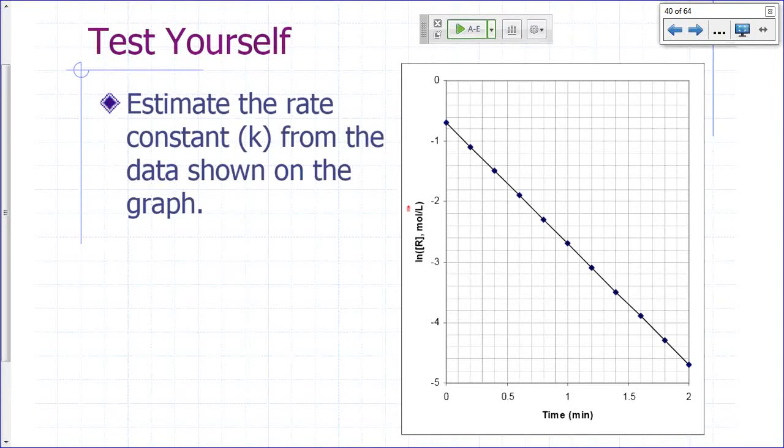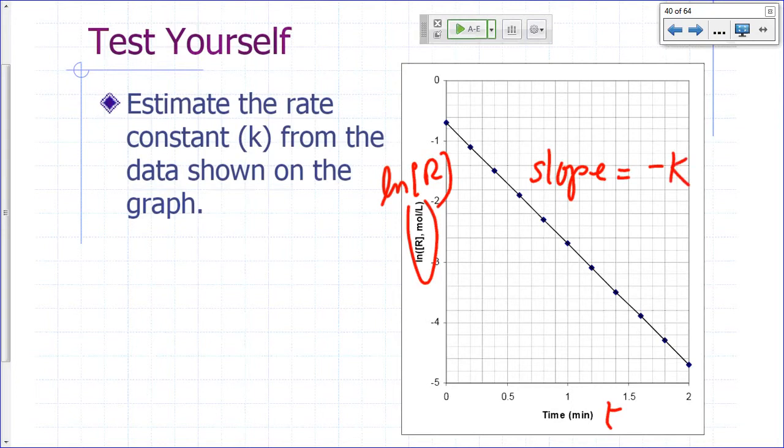Here's a plot of natural log of r. So this is ln of r versus time. Is this zero order, first order, or second order? Natural log, first order. Okay, the natural log plot is linear, it's first order. What's the slope here equal to? Negative k, right? So how do you estimate negative k from the graph shown?